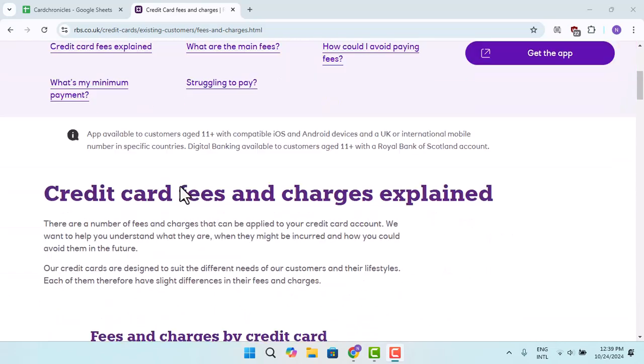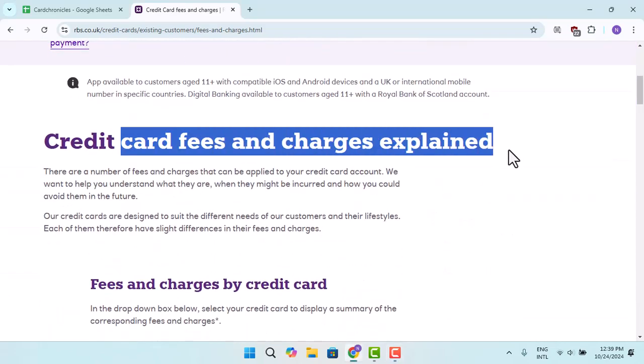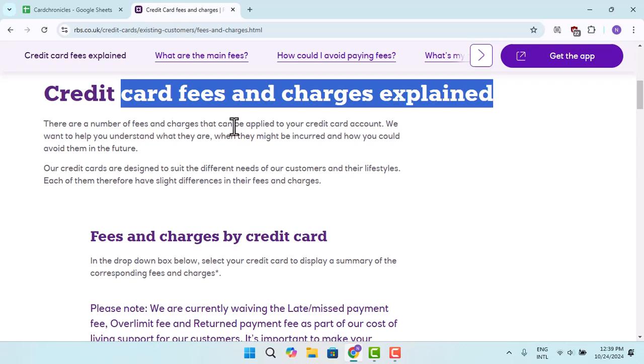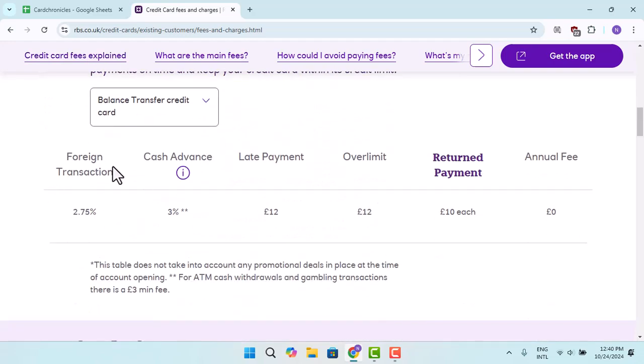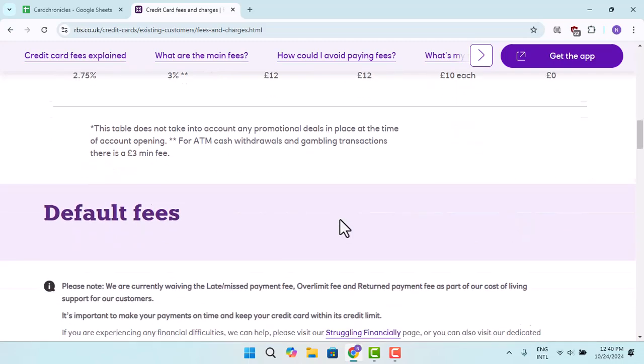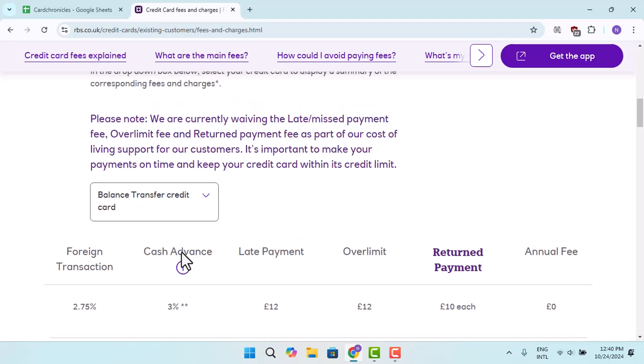Here you'll be able to find credit card fees and charges explained. There are a number of fees and charges that can be applied to your credit card account, and this particular article will help you understand what they are. Here you can find the foreign transaction fees, cash advance fees, late payment, over limit, return payment, and annual fees. You can go ahead and read about all of this in detail.